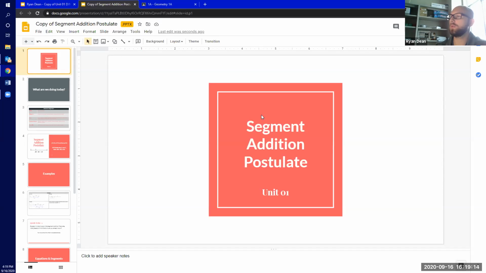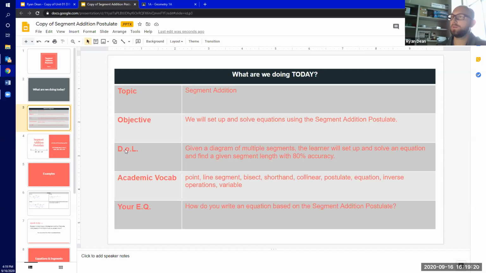Hello everyone, and welcome back. Today we're going to be talking about segment addition postulates. The question that you're going to be able to answer by the end of this lesson is, how do you write an equation based on these segment addition postulates? So the first thing that we need to get into is actually how to set these up, what it actually means. So let's go ahead and jump into it.